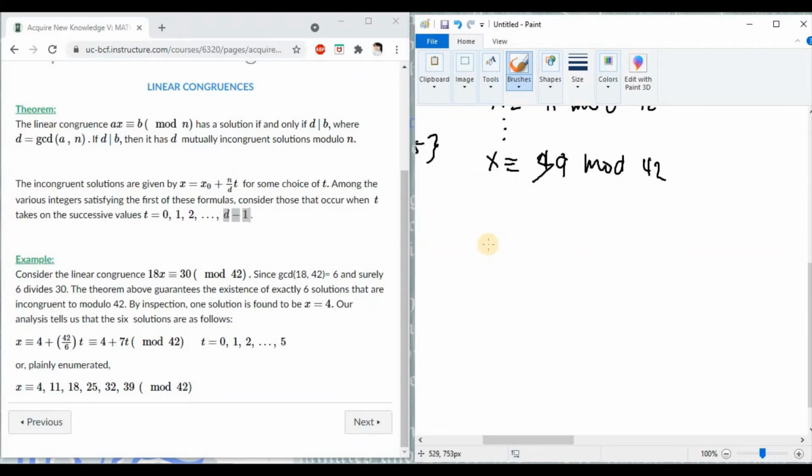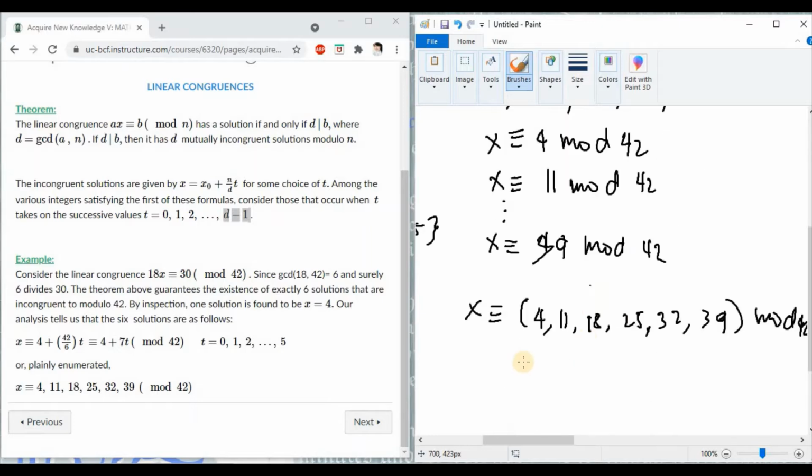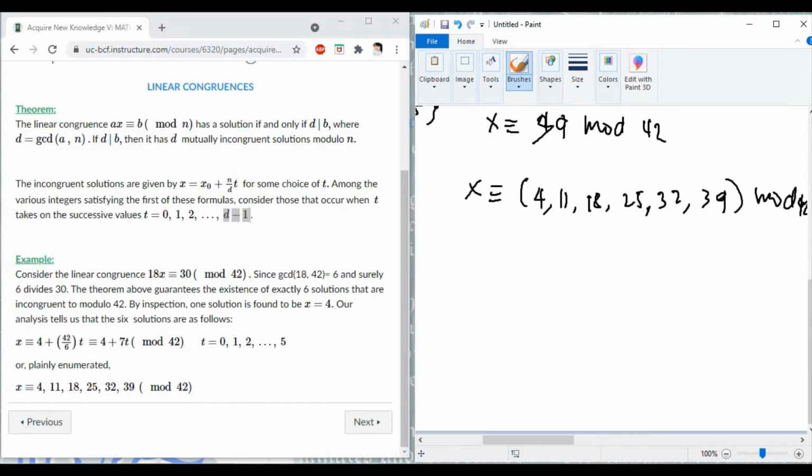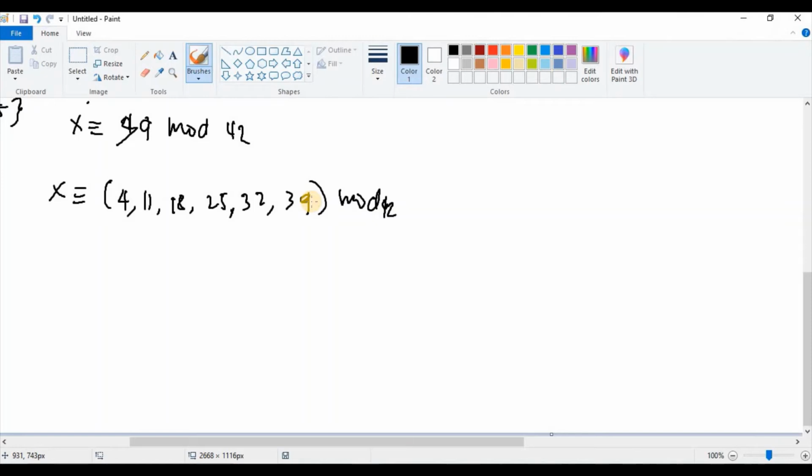So, there, shortcut. The shortcut is parenthesis, 4, 11, 18, 25, 32, 39, mod 42. Okay, that's fine with me. Just make sure that you show me the solution, how you will get these particular values. Okay? Let's do more examples.